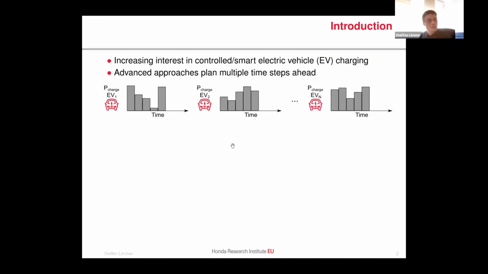As you know, there's an increasing number of electric vehicles. Today, the charging of EVs is usually done uncontrolled, but there's an increasing interest in controlled or smart charging of EVs because this can help to solve issues with the distribution grid and can make EV charging more cost efficient. And in the literature, there are different approaches for EV charging control, where the advanced approaches usually plan multiple time steps ahead. So that means they plan the charging powers of the plugged-in EVs for multiple time steps in the future with respect to a certain objective, like minimizing the costs and under certain constraints, where one constraint is usually that the charging demands of the EVs are fulfilled.